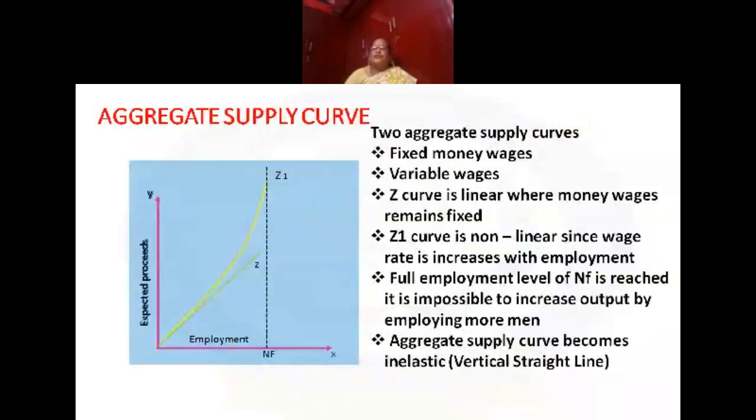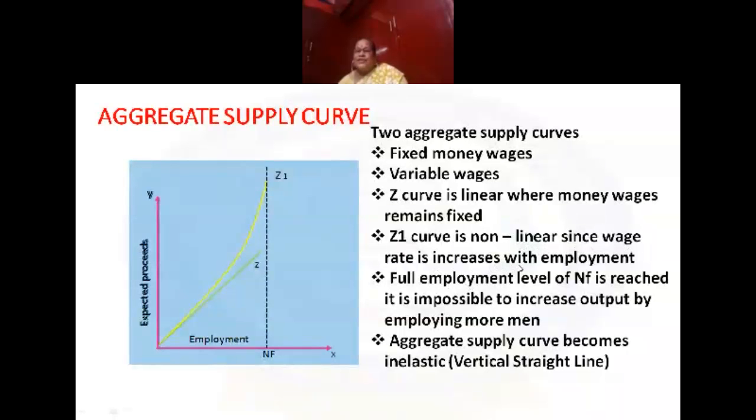Next, aggregate supply function. There are two aggregate supply curves, one is fixed and another one is variable. Z curve is linear when money wages remain fixed. This is Z curve. Z1 curve is non-linear. What do you mean by linear? Linear is nothing but extending along a straight line. Next, Z1 curve is non-linear.